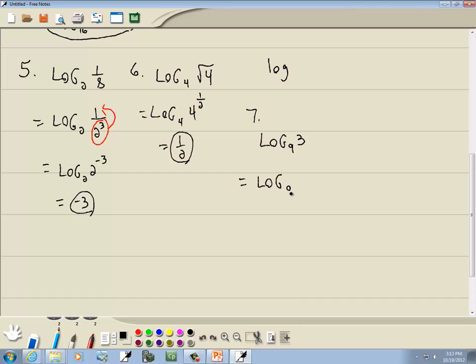Okay, in this problem, our base is 9, and so we want to rewrite the 3 as 9 to a power. Well, if you think of what kind of connection there is between 9 and 3, well, the square root of 9 gives you 3, and square root of 9 is 9 to the 1/2. So this right here, I can rewrite the 3 as 9 to the 1/2. And now that I've done that, those 9's match, so the log and the 9's cancel, and we're left with 1/2.